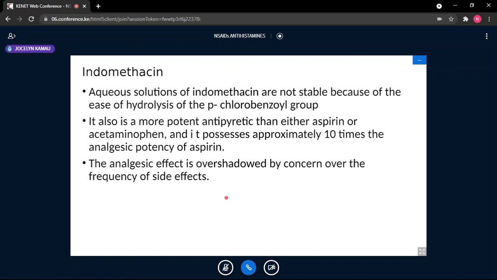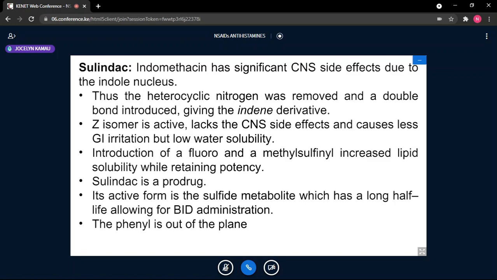However, it does, of course, have toxicity. It is an acid, and therefore it will cause a lot of gastric irritation. So the next from indomethacin is sulindac. And we can note that indomethacin has significant CNS side effects due to the indole ring.